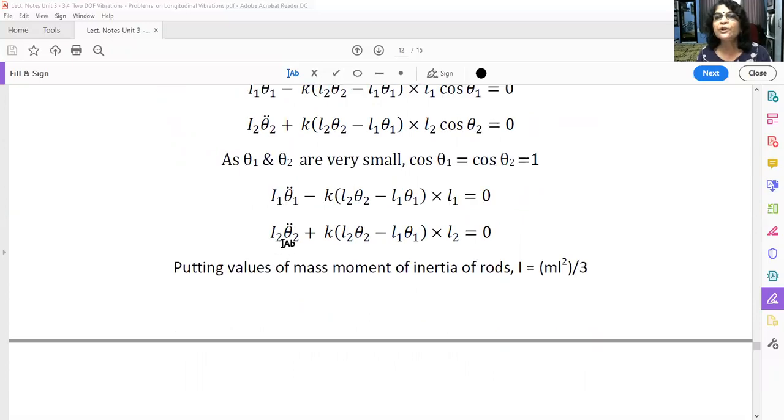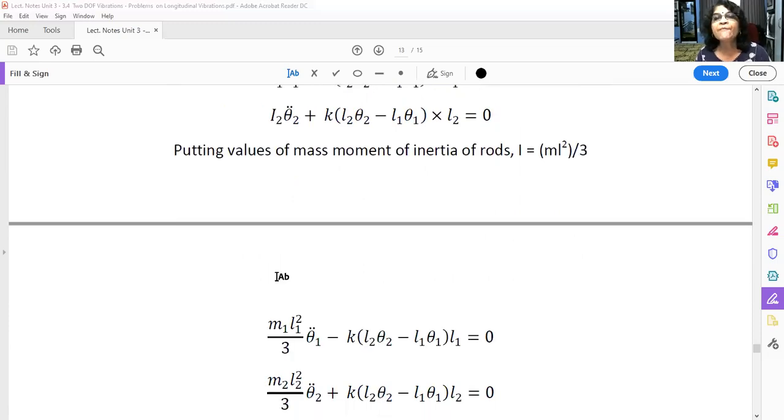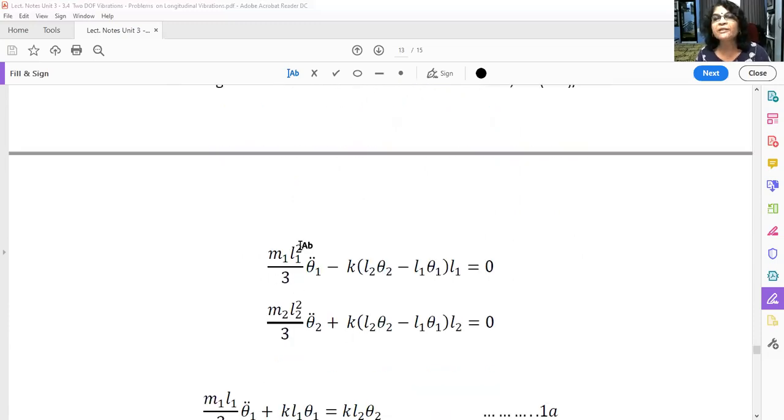and I2 theta 2 double dot plus K into (L2 theta 2 minus L1 theta 1) into L2 is equal to 0. Now here, putting the value of mass moment of inertia of the rod, I is equal to ml square by 3. Even if you don't recall this value, or if you by chance take a wrong value, don't worry. Nobody will be evaluating you for this one. If your procedure is correct, even if your answer is wrong, you will get maximum marks or even full marks. So putting the value of I here, m1 L1 square upon 3 is I1, and m2 L2 square by 3 is I2.